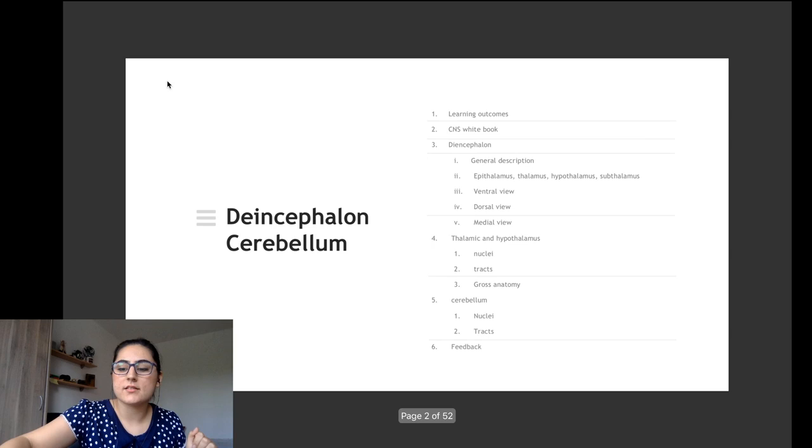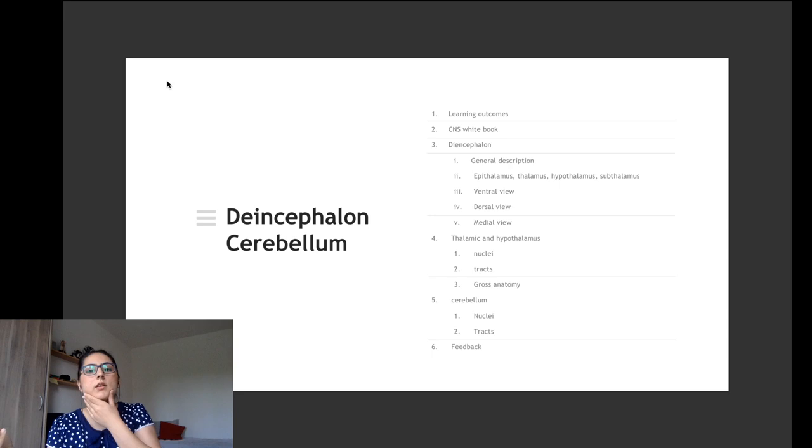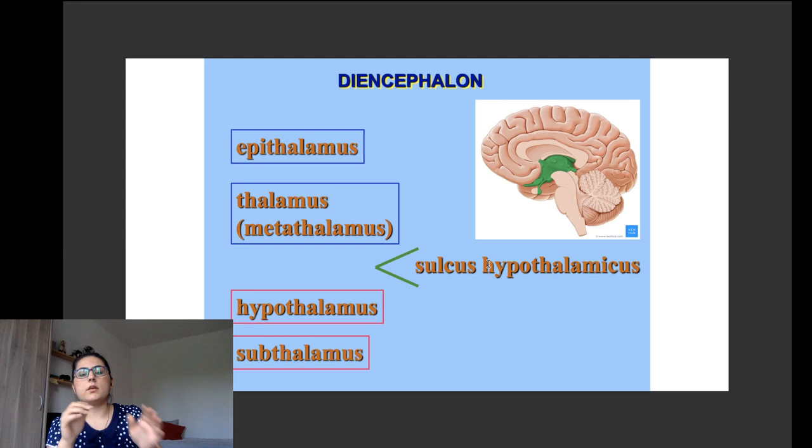Okay, so this is my overview of the lecture, and you can see that I divided the lecture into, mostly I'll be talking about Diencephalon, and then a little bit by the end of the lecture I'll talk to you about the cerebellum. From the Diencephalon, I'll first talk about the overview anatomy, and then go deeper into the nuclei and the tracts.